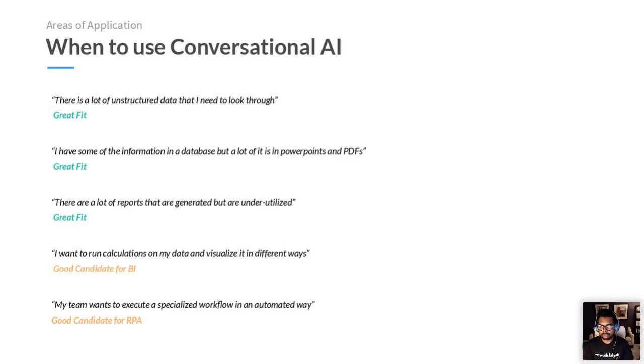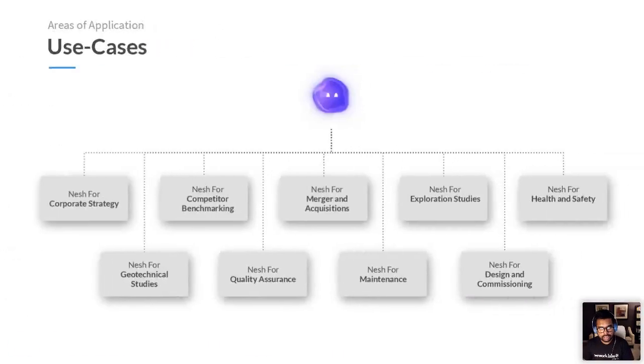And if you're looking at automating a specific workflow that you run on a regular basis, then instead of conversational AI, you could use something like RPA, or robotic process automation. So that could be a good candidate for that. But if one of those top 3 areas that I mentioned before, where there's a lot of unstructured data, it could be a great fit for conversational AI.